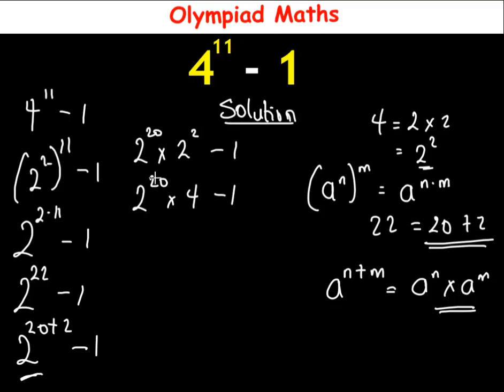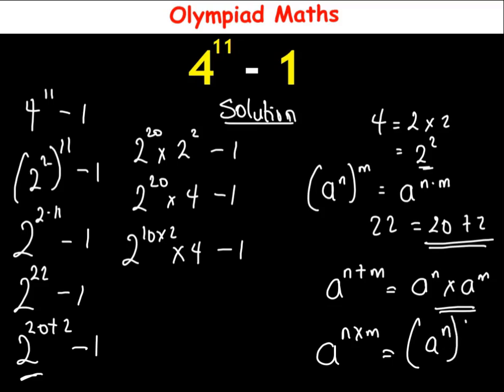So 20 right here can be written as 10 times 2. So in place of that, we can put in 10 times 2. So 2 raised to power 10 times 2, then times 4 minus 1. At this junction, if you have a raised to power n times m, this can be expressed in the form of a raised to power n, then power of m. So power n will multiply power m, you still get a raised to power n times m back. Applying this same rule here, this becomes 2 raised to power 10, close bracket, power of 2, then times 4, then minus 1.